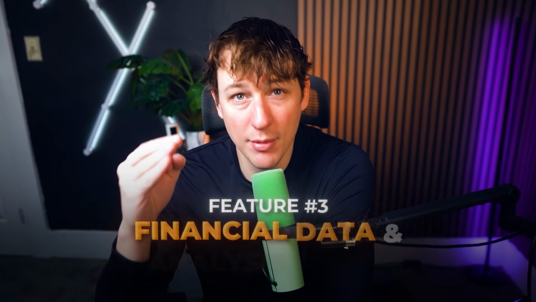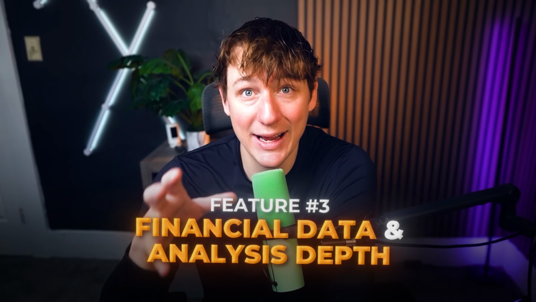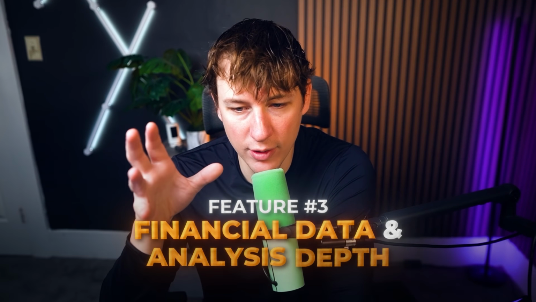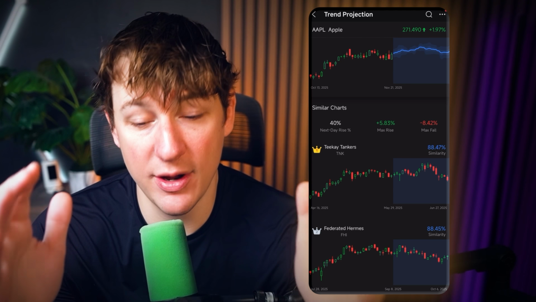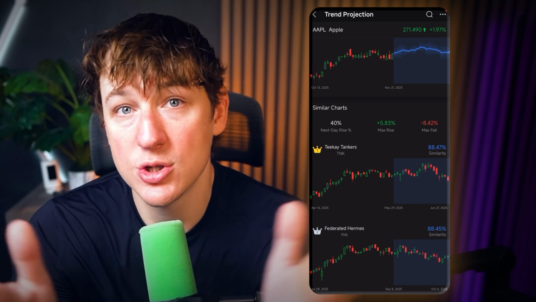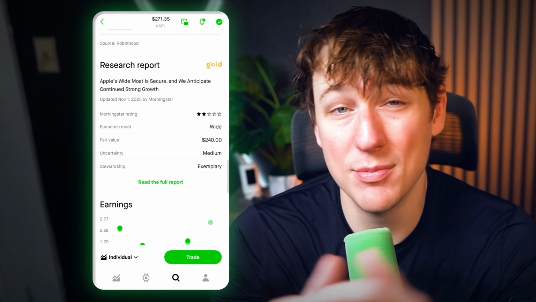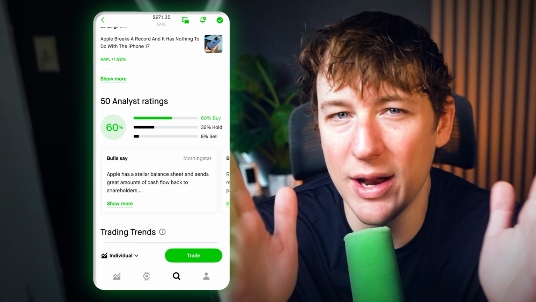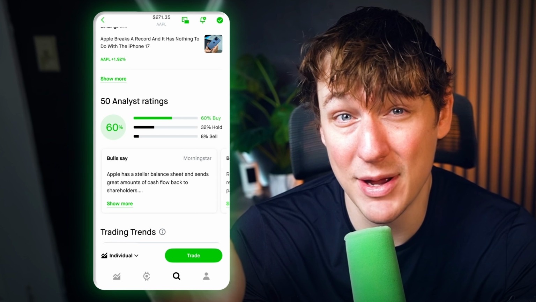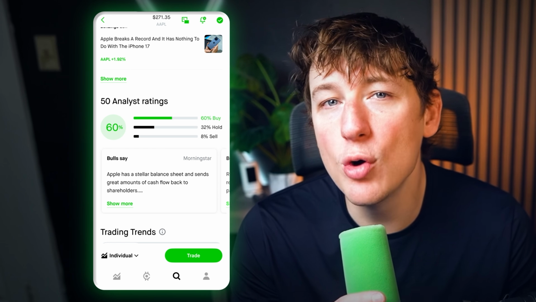So let's talk about feature number 3, which is the depth of financial data and analysis that you can do. When you're investing, the most important thing is understanding the finances of these companies. You can create projections based off of that, but you really want to know as much information as you possibly can. So Robinhood Gold does give you access to Morningstar research reports, which are actually decent. I'll give them credit for that. You get analyst ratings, price targets, and some fundamental breakdowns, right? But here's where MooMoo goes even deeper.